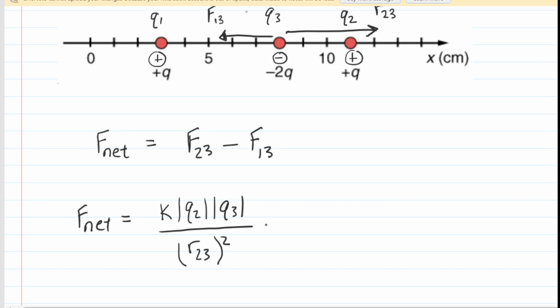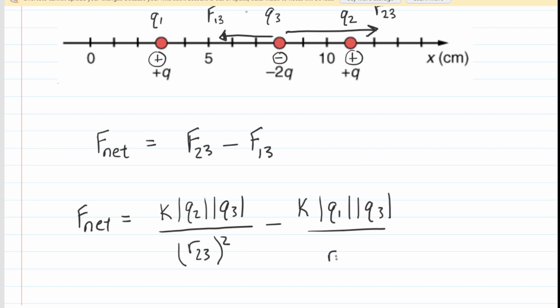And then we're going to subtract a similar looking expression. Again, using Coulomb's law, we're going to have the Coulomb's constant multiplied by the magnitude of charge 1, multiplied by the magnitude of charge 3, and then that's going to be divided by the distance between charges 1 and 3 squared. So at this point, we might want to pause and just make sure we understand those distances.